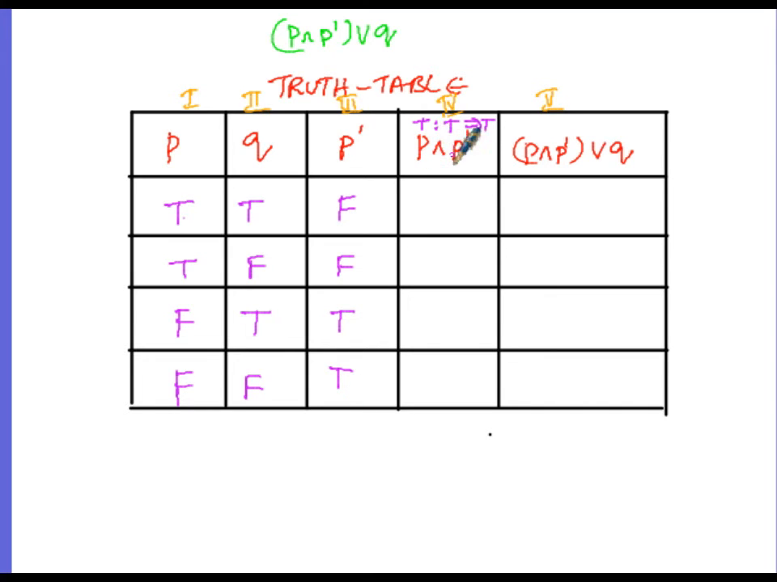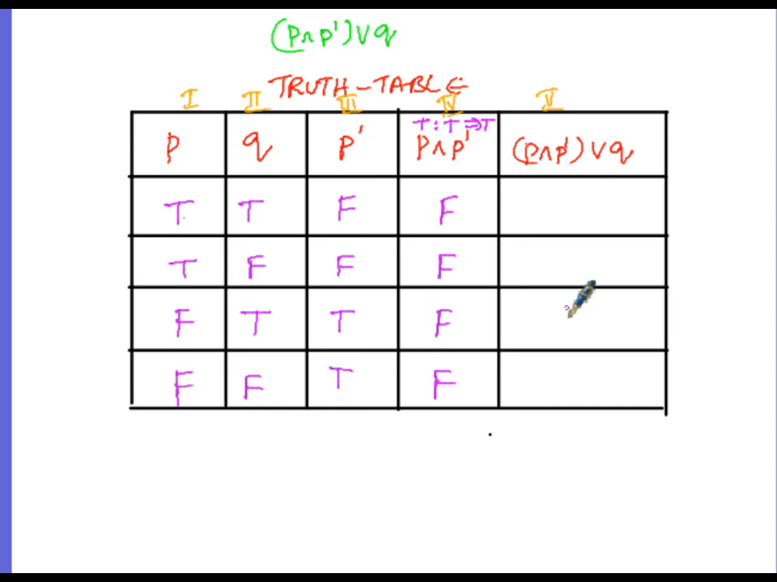So both the truth values of P and P dash must be true in order to get the conjunction as true. So here T and T under columns 1 and 3: it is T and F, also T and F, then F and T, and also F and T. So we won't get the conjunction as true; we will be getting the conjunction statement as false in all the cases.